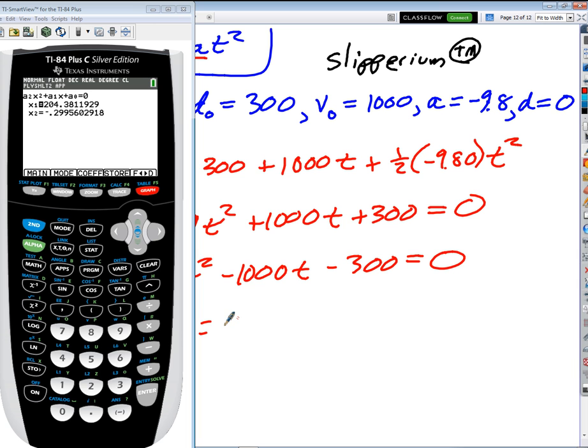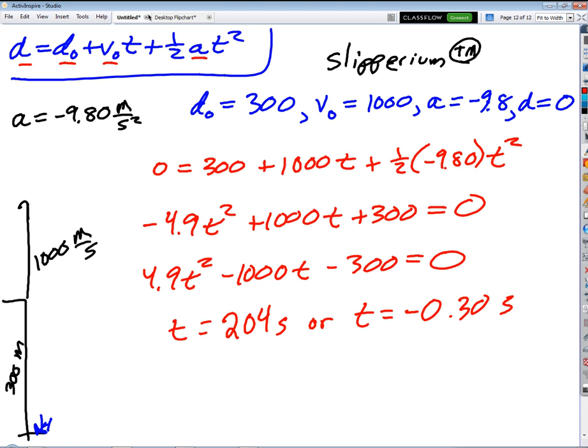204 seconds, or t equals negative 0.30. Okay. We're used to dealing with multiple solutions. How do we handle that? Yeah, so which one do we probably want? The positive one? Negative one, just a bunch of nonsense probably, right? So the positive one, it takes about 204 seconds for that bullet to go up and come back down and hit the ground below. Okay, good.